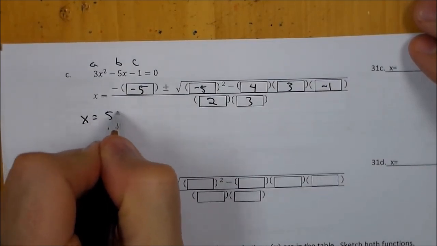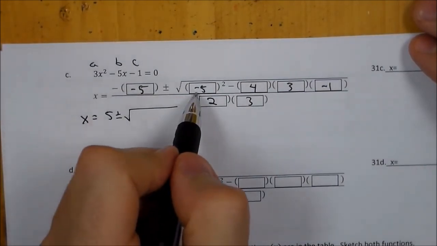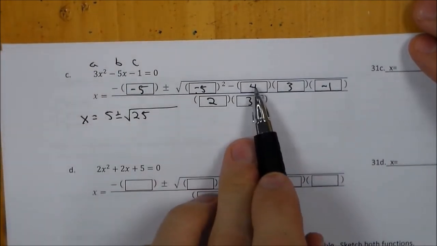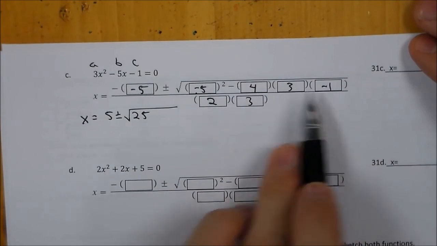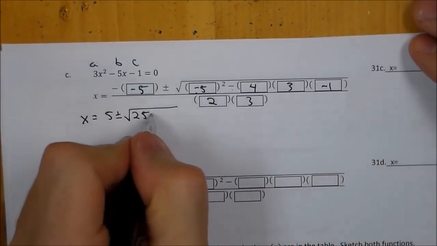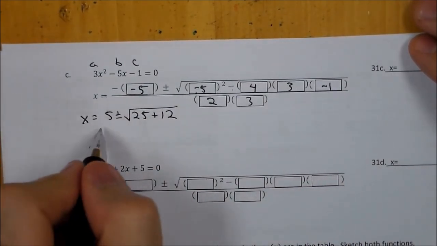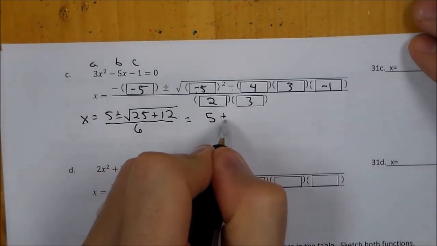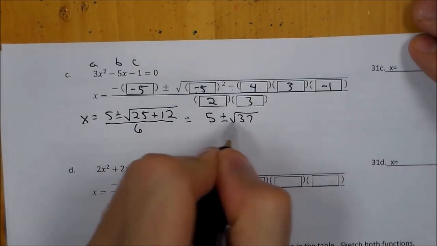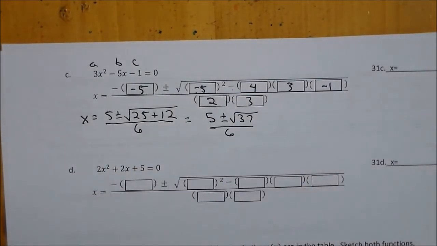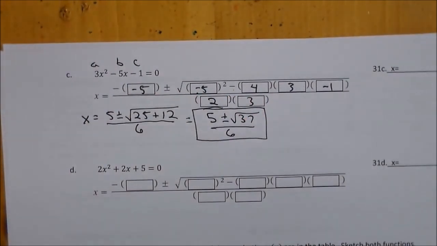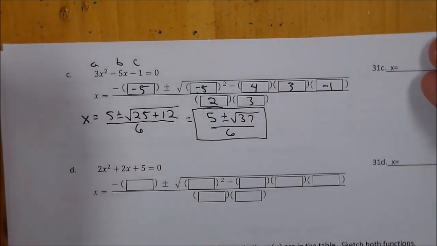We get x equals 5 plus or minus the square root of, negative 5 squared is a positive 25, 4 and 3 and negative 1, well the negative already here tells us it's going to be a positive, and that's a positive 12. Underneath we have a 6. This becomes 5 plus or minus the square root of 37 over 6. Square root of 37 does not simplify, it is an irrational we're stuck with, so this will be our answer. 5 plus or minus square root of 37 over 6.